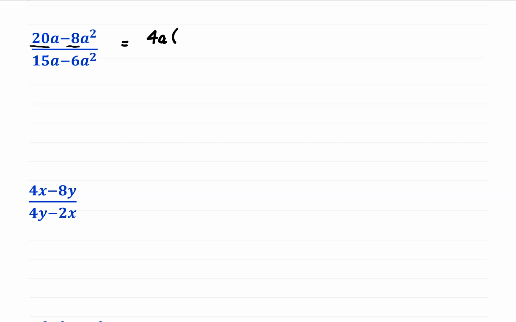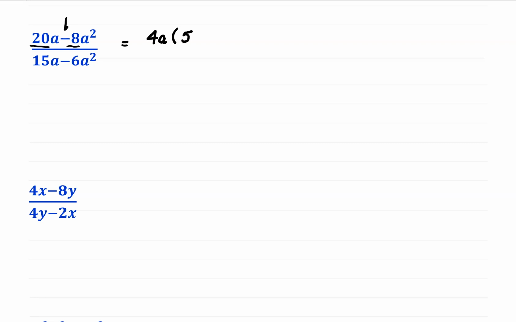I put my bracket there, and I'm asking myself, 4a times what gives me 20a? So 4 times what gives me 20? That's got to be 5. I've already got the a there, so I'm not going to put another one inside the bracket.